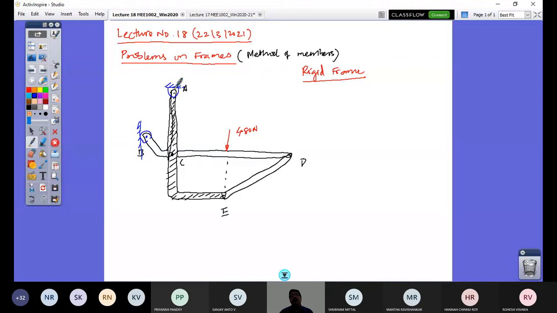So you have three unknowns if I remove the support. The three unknowns are solvable by three conditions of equilibrium, which are essentially sigma M equal to 0, sigma Fx equal to 0, and sigma Fy equal to 0. So I would be able to find the support reactions. So this frame is a first class frame, a rigid frame, a statically determinate frame.